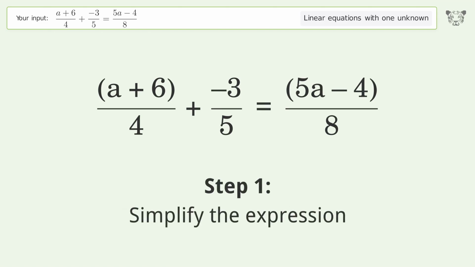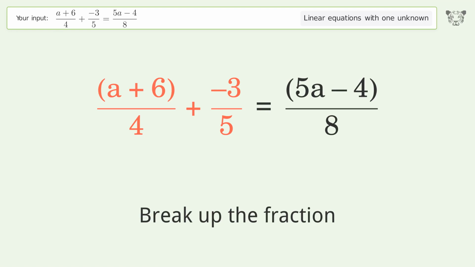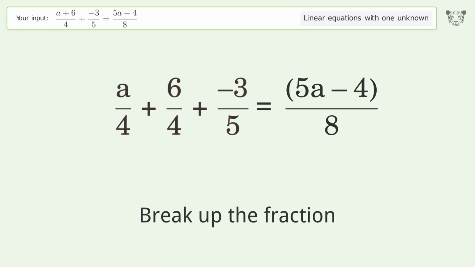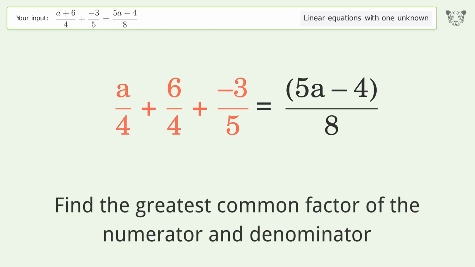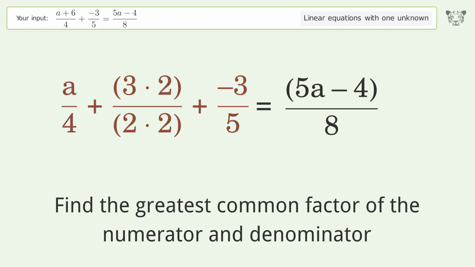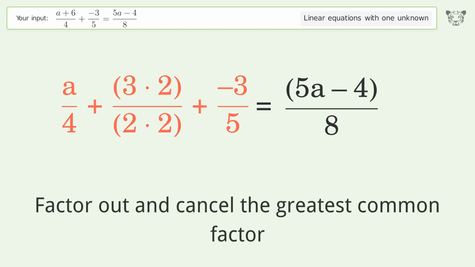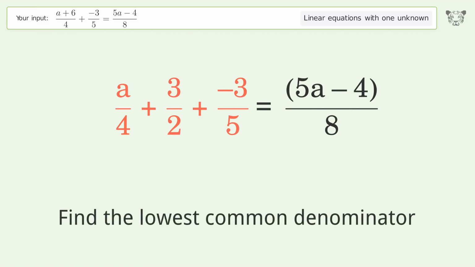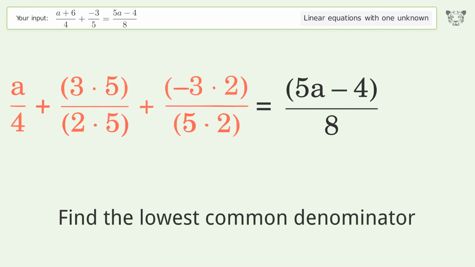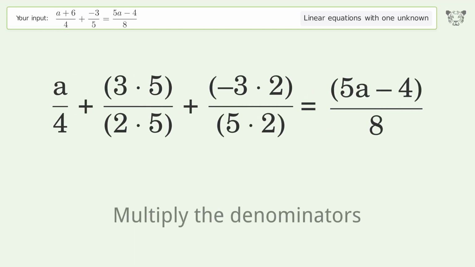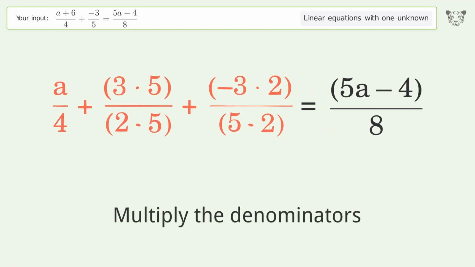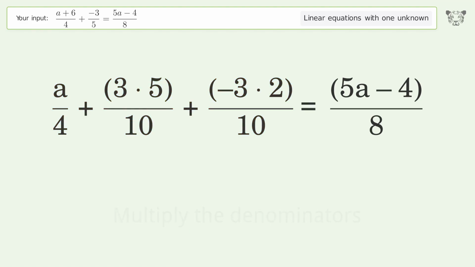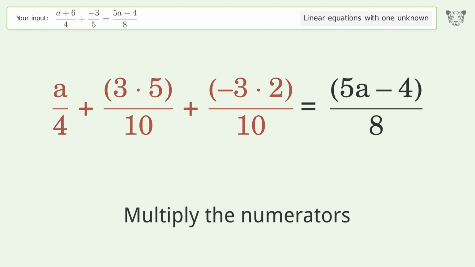Simplify the expression. Break up the fraction. Find the greatest common factor of the numerator and denominator. Factor out and cancel the greatest common factor. Find the lowest common denominator. Multiply the denominators. Multiply the numerators.